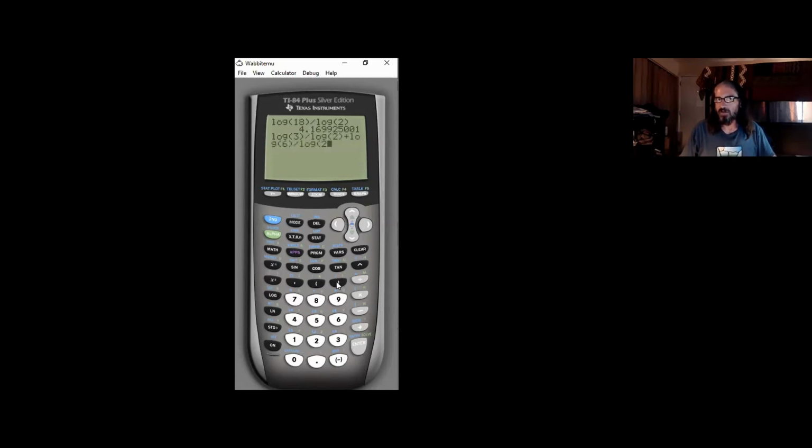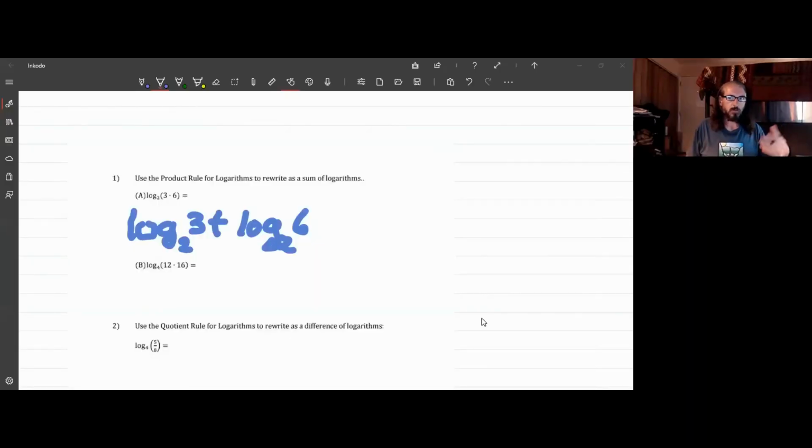we may get exactly the same decimal approximation, or we may get something really, really close. There may be some round off error. In this case, it's coming out exactly the same. And what I have written here, that's the answer that we're looking for. Why bother with something like that?